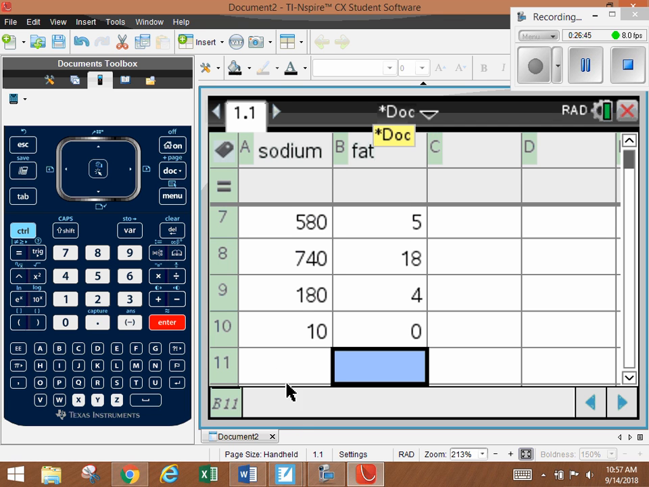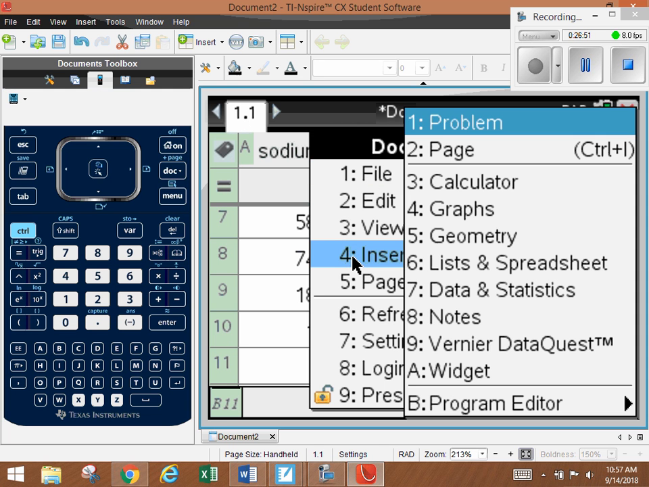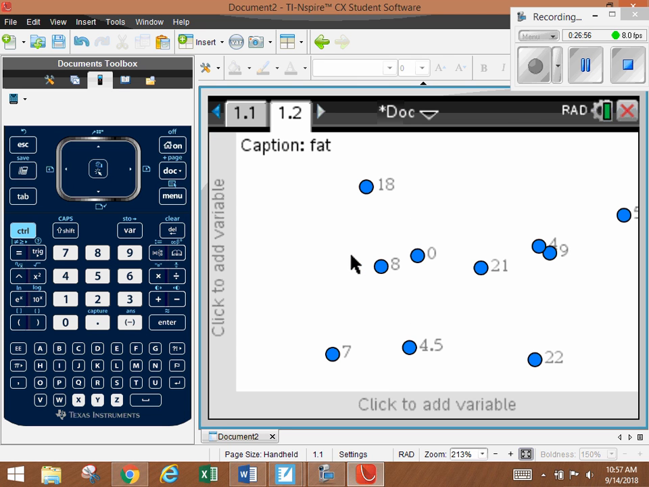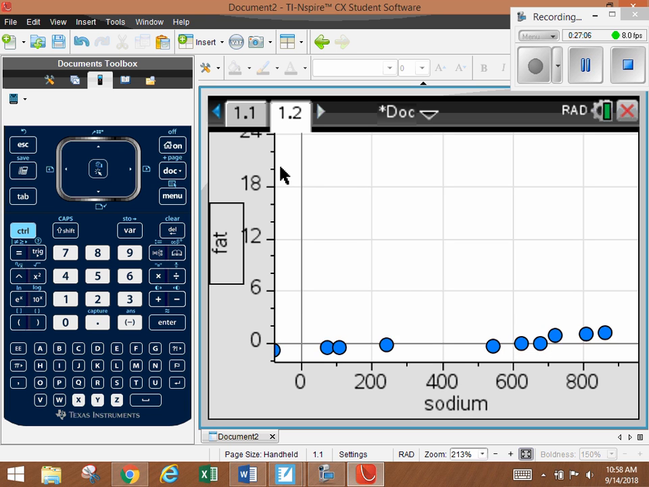All right, so let's go ahead and insert an AP data and statistics page. Then we determined already that we wanted sodium to be our explanatory variable, and we would like fat to be our response variable, and there we go.